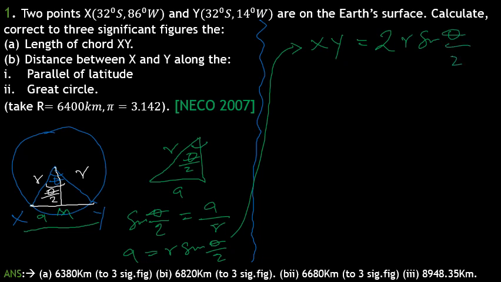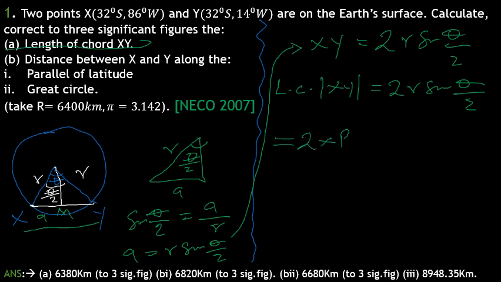So that's how to derive it. Now this is what we are going to be using to answer question A. All right, so let's plug in the values. Length of the chord xy, that's 2r sine theta over 2. But remember that r is capital R cos alpha. So I'm going to rewrite it like this. This is 2 times capital R cos alpha times sine theta over 2.